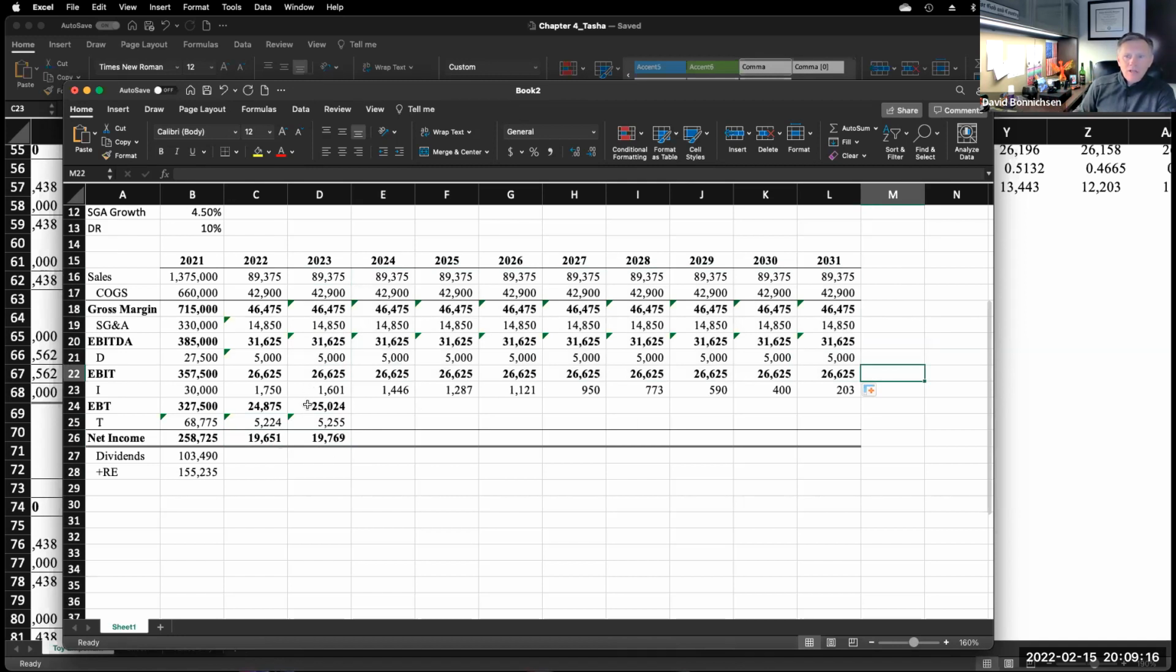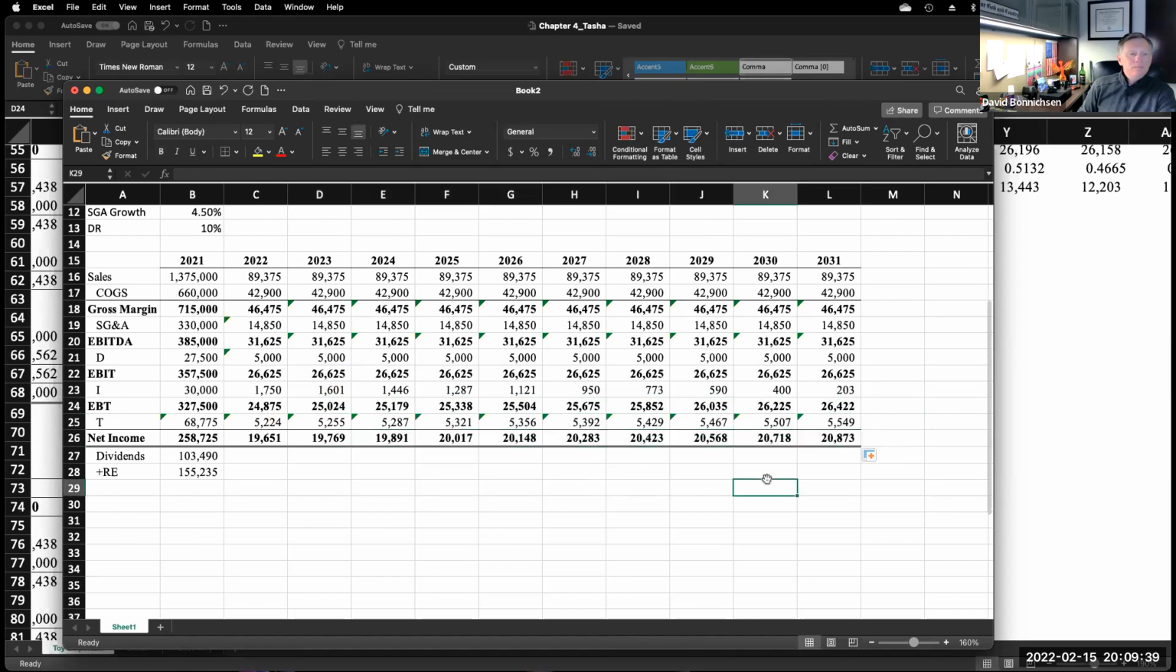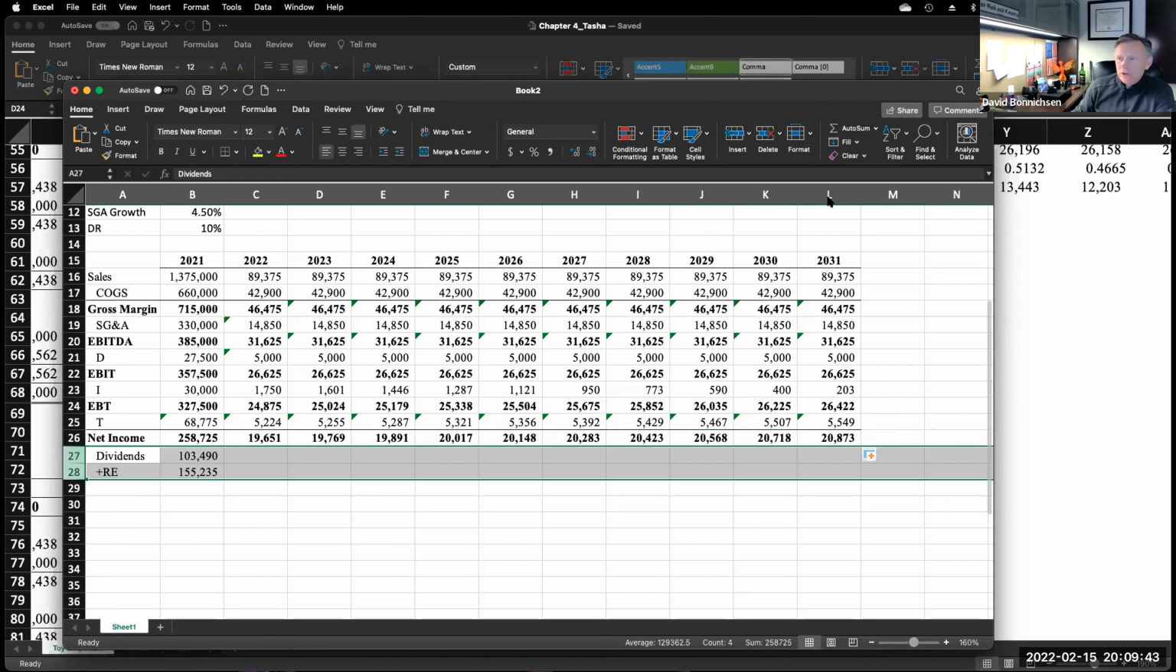Okay, your EBT, you can just drag the formula, right? Because you've created it such that it is EBIT minus the interest that you've already put in there. Done. Taxes, same thing. You've fixed your tax rate, so 21% of EBT. Done. Net income, EBT minus taxes. Done. And technically, we're not even going to use these guys. So I'm just going to get rid of those.